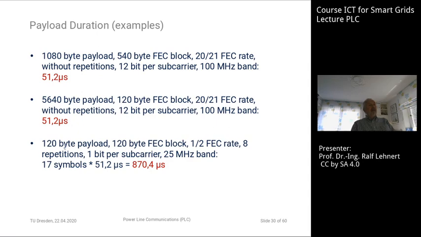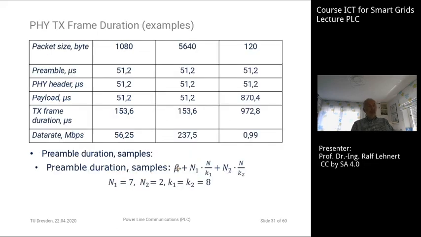In the other extreme, bad channel, short payload size, only a 120 byte FEC block, very bad channel, 50% FEC overhead and 8 repetitions, 1 bit per subcarrier, so bad channel, 25 megahertz band. In this case, the payload duration is nearly 1 millisecond, 870 microseconds. And here are also some examples.